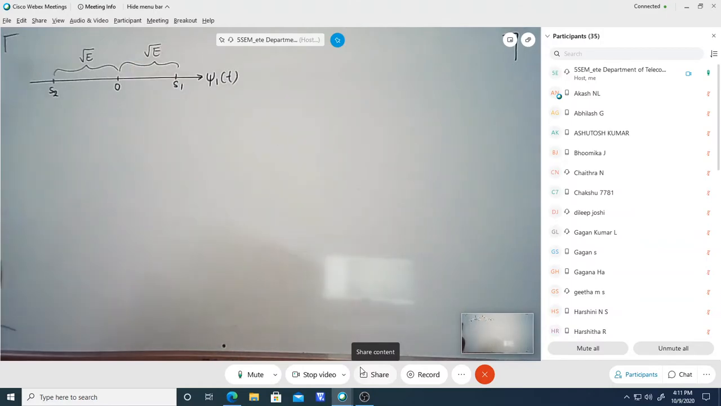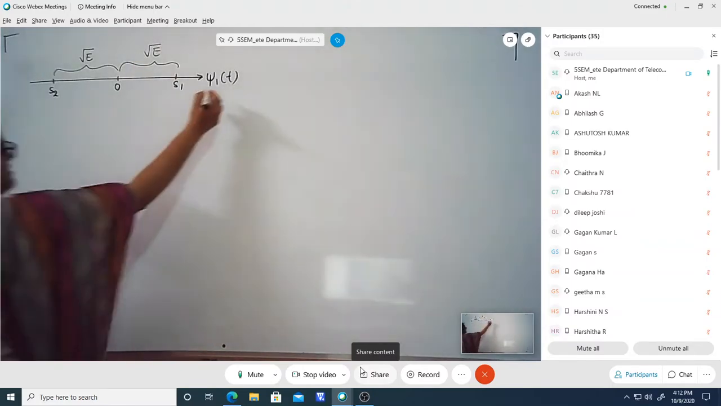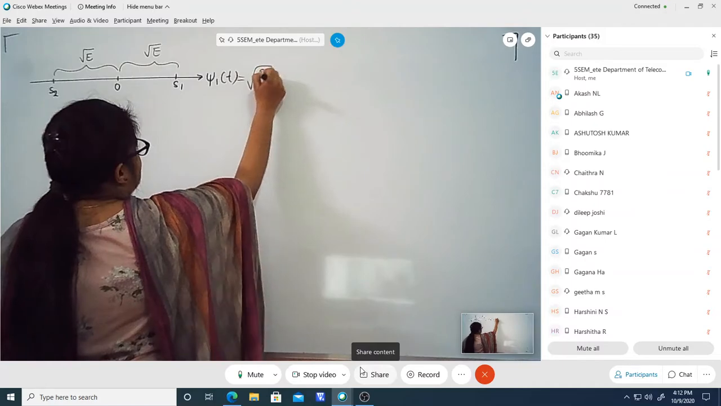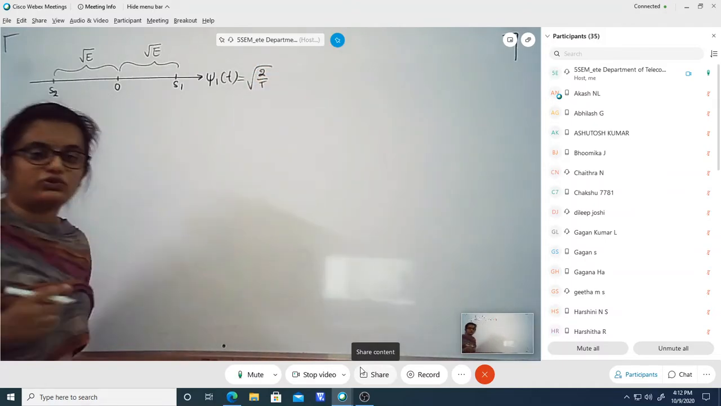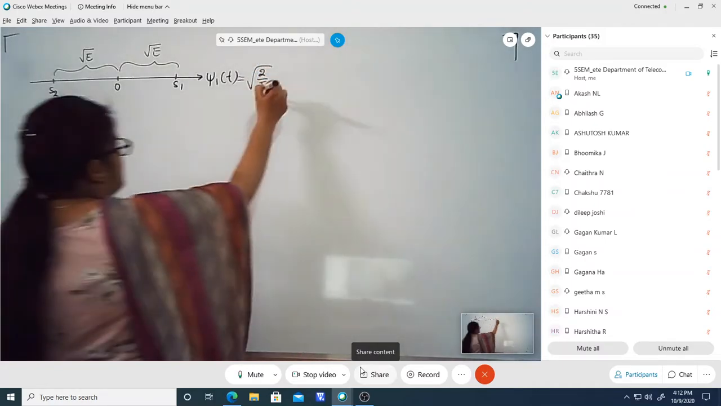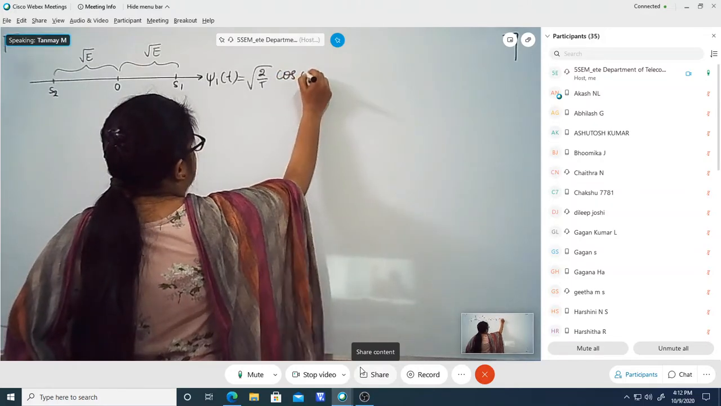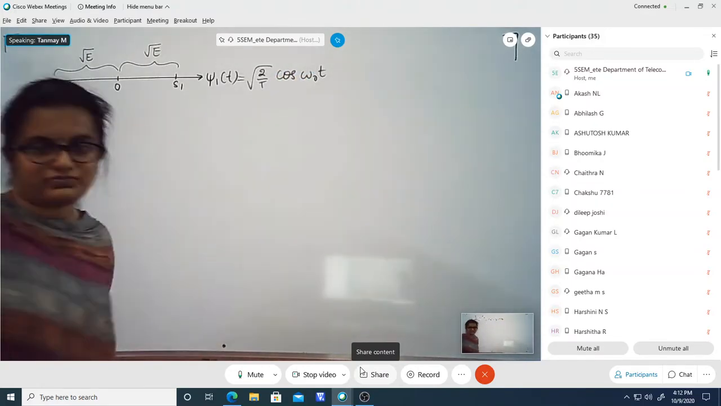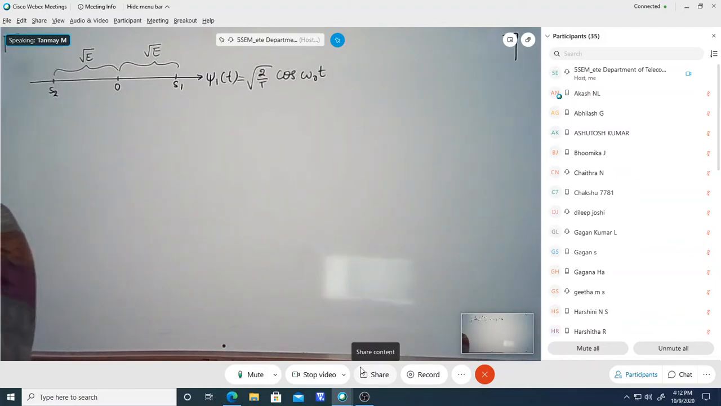E, because we know that xi1 is an orthonormal basis function written as under the root 2 by T cos omega naught t.